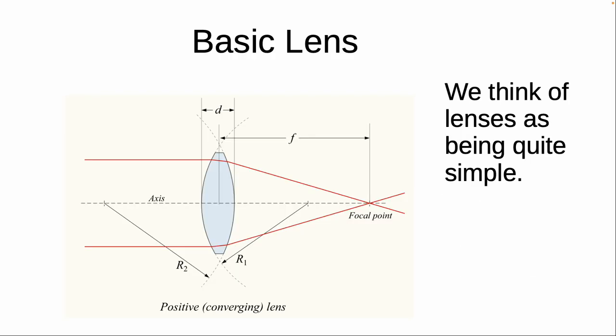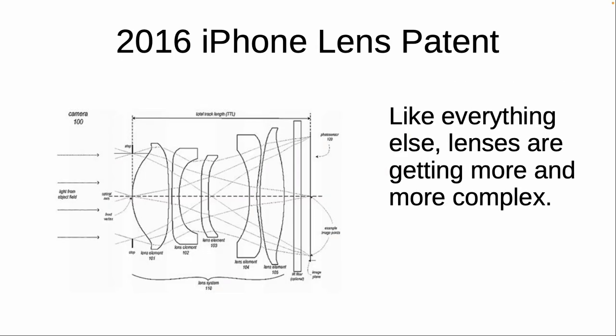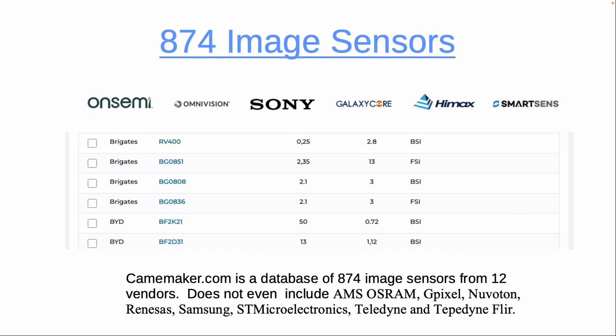You may have studied basic lenses in high school or college, and of course if you look at the patents for the iPhone lenses, they're now way more complex, and it's typical for every single part of the video processing pipelines. There were some simple solutions, and the various pieces, everybody keeps optimizing their piece, all the pieces keep getting much more complex. And of course there are tons of pieces to choose from. So just for image sensors, there are 874 image sensors in this one online database. And in my research, I found that there are additional image sensors which aren't even listed in that database.